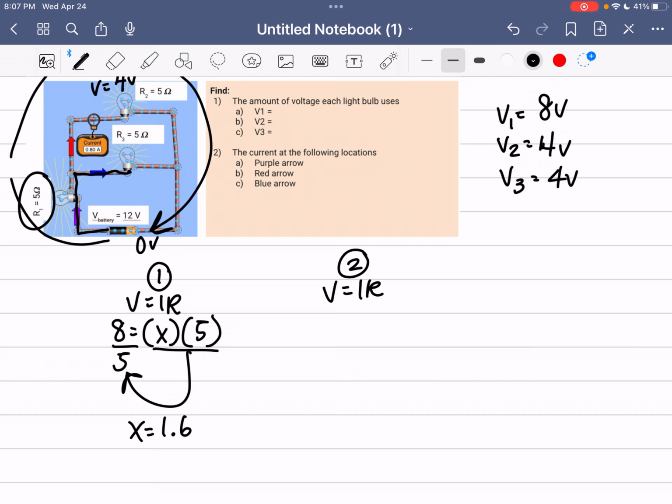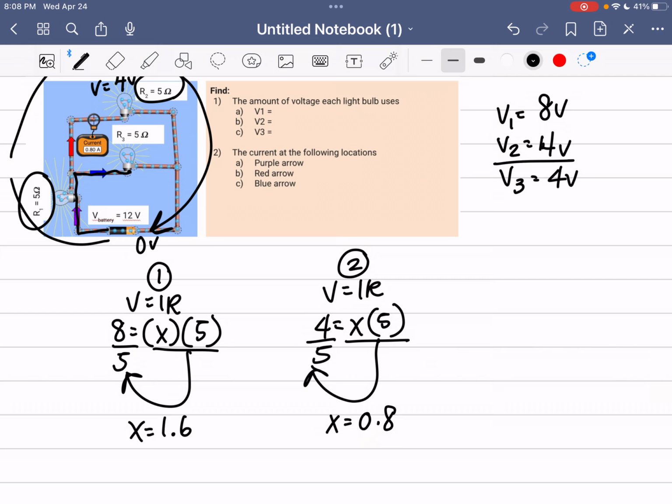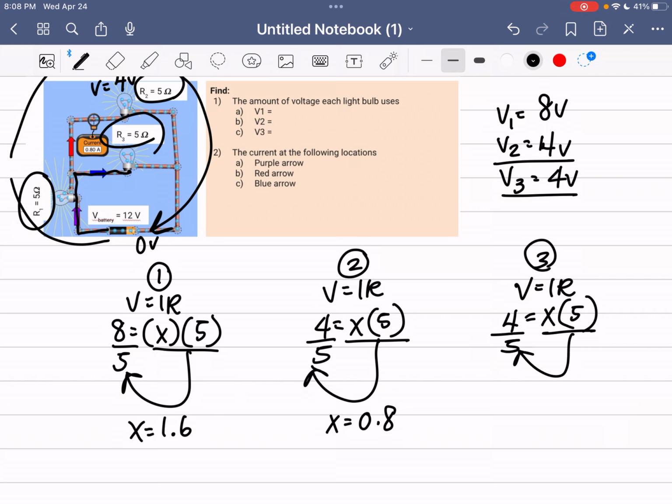Okay, let's do number 2. V equals IR. Our voltage for 2 is 4 equals our current, which is an X, and our resistance, which is 5. These numbers are too far apart. You need to take a plane. 4 divided by 5 is 0.8. And let's do the third one for kicks. V equals IR. Our voltage for 3 is also 4. Our current, we don't know it. And our resistance, which is 5. Again, these numbers are too far apart. Take a plane. 4 divided by 5, X equals 0.8.